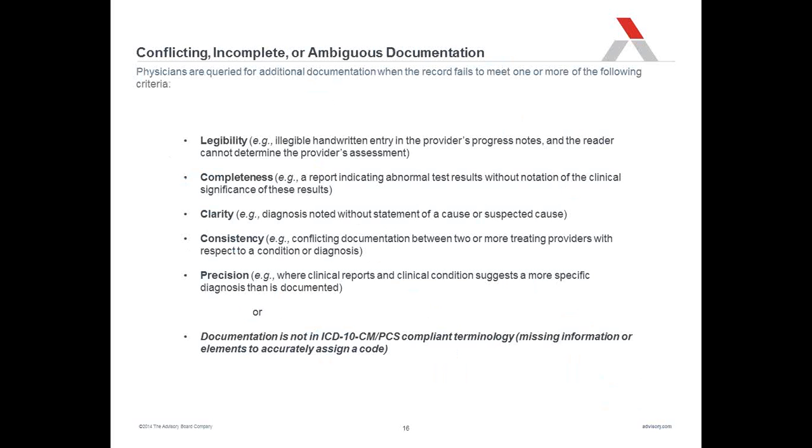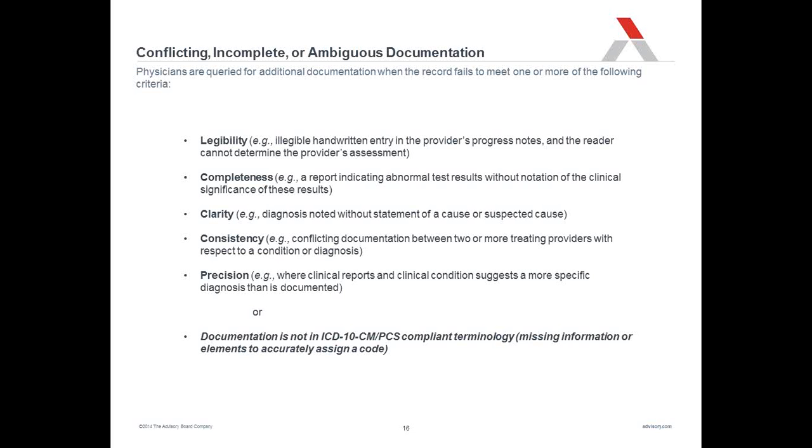In some instances, there's conflicting, incomplete, or ambiguous documentation in the medical record, and this would really generate the need for additional documentation or clarification, or what we sometimes refer to as a query. So when the record fails to meet one or more of the following criteria listed on this slide, a query or a need for clarification will be generated. Obviously, with the advent of the electronic medical record, legibility will not be an issue for much longer. However, it certainly can still be with the hybrid records. Things like completeness, clarity, consistency, and precision in the medical record are very important.